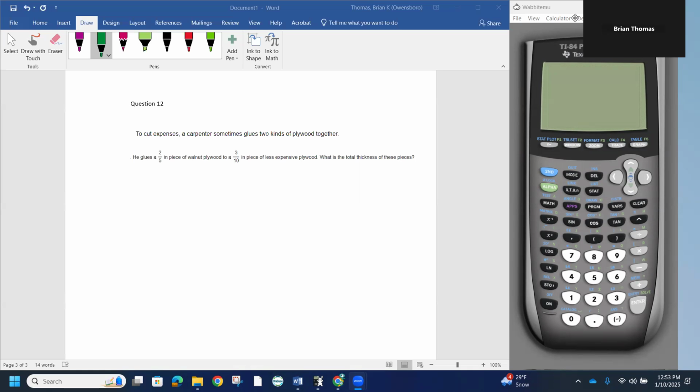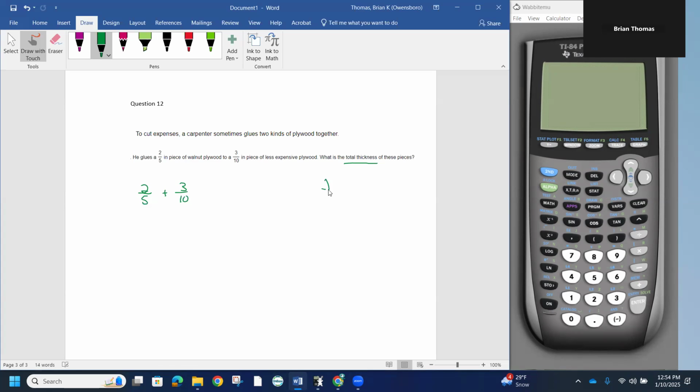So he glues a 2/5 inch piece of walnut plywood to a 3/10 inch piece of a less expensive plywood. What is the total thickness of these together? So total thickness kind of implies that we need to be adding these together. So that word total there kind of implies we need to add this 2/5 inches plus this 3/10 inches.